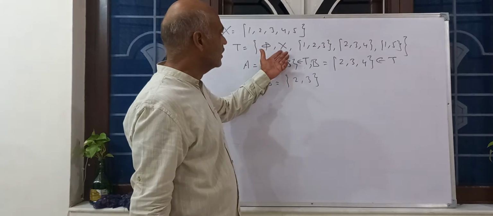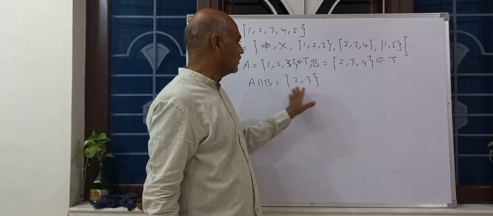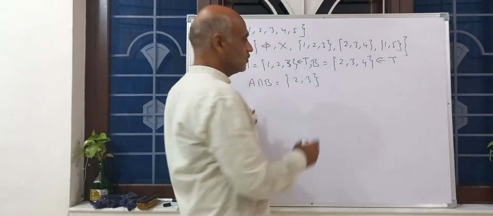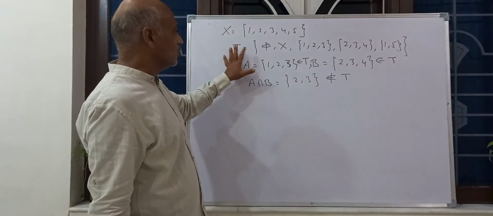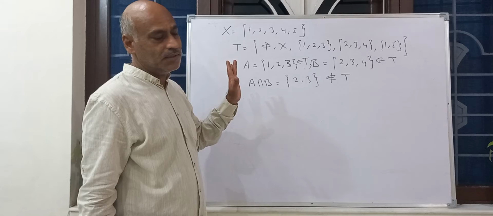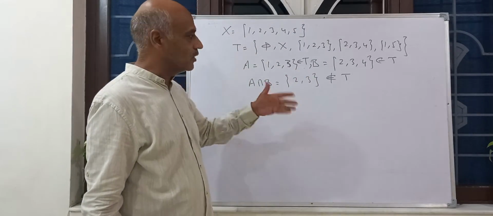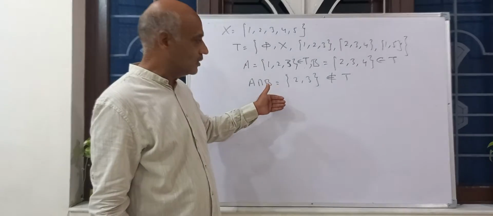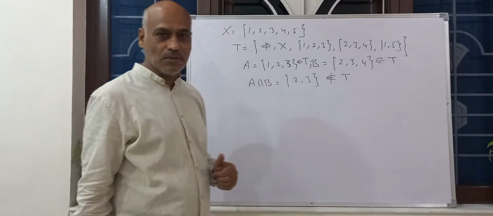Here T is phi, X, {1, 2, 3}, {2, 3, 4}, {1, 5}. So {2, 3} does not belong to T. So this is not a topology. Maybe X belongs to T, but the intersection, or suppose the intersection is in T, maybe the union does not belong to T, that is, the union of A alpha does not belong to T.